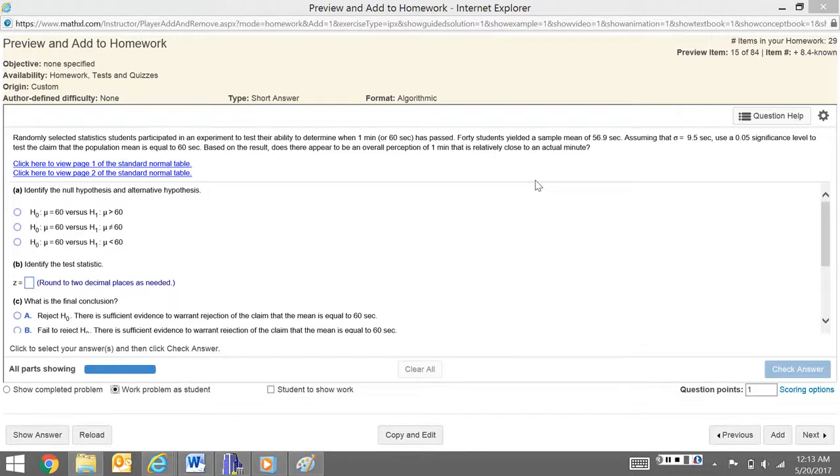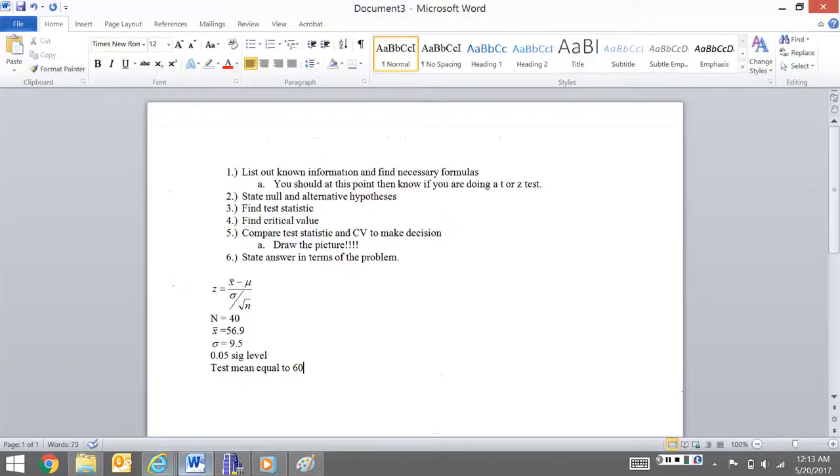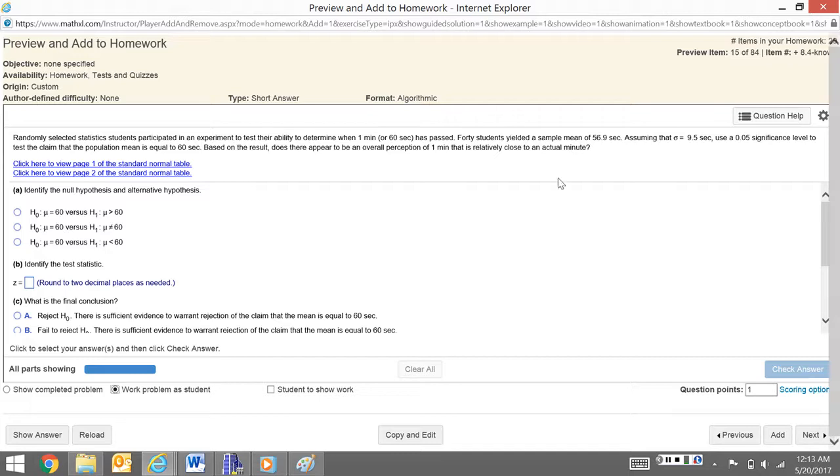Based on the results, does there appear to be an overall perception of 1 minute that is relatively close to an actual minute? Okay, so let's look. This is our list out of the lecture notes. So first we want to list out the known information and find the necessary formulas. So here's all my information. Now I know the population standard deviation, right? So this means I'm doing a z-test.